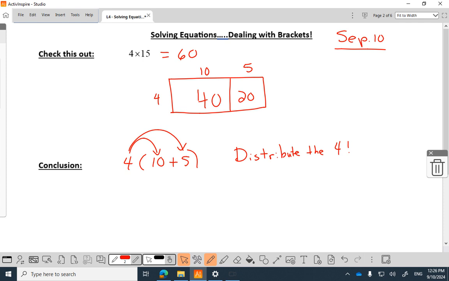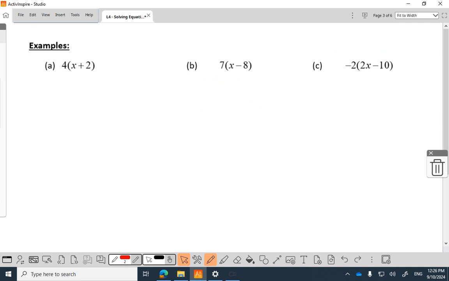Okay. Here's how it's used. I've got these 3 questions to do for distribution. Here's my set of questions to help your memory. When there's a number in front of something like that, right beside it, what operation is that? When you've got a number in front of something, what operation are we talking about? We're multiplying. But we're multiplying by two things added, so this is the time to do distribution.